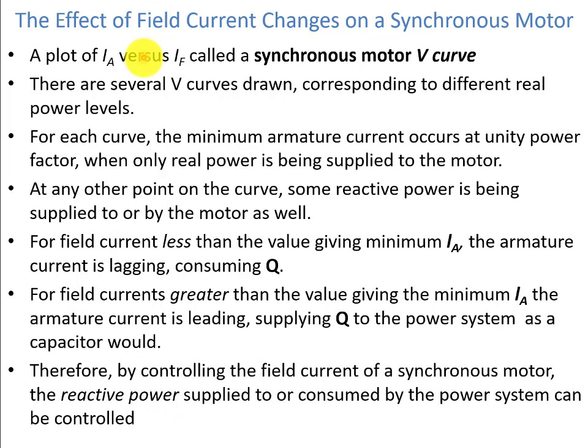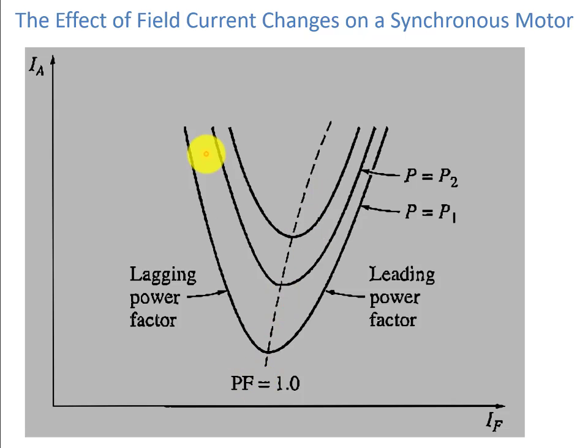So the plot of IA versus IF is called the synchronous motor V curve. There are several V curves drawn corresponding to different real power levels. For each curve, the minimum armature current occurs at unity power factor, when only real power is being supplied to the motor. Here we can see this curve. So we have the unity power factor appearing here at the bottom of all these curves. On this side we have the lagging power factors, and this is the leading power factor. So this will show us how IF and IA will change.